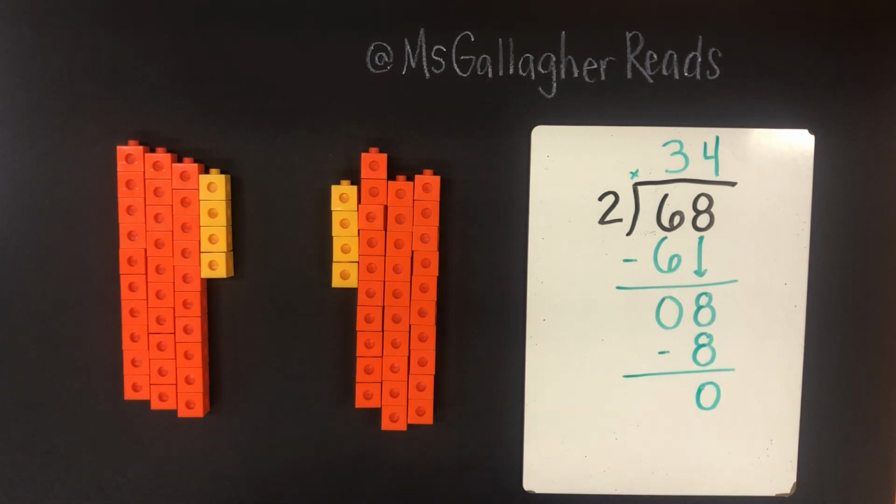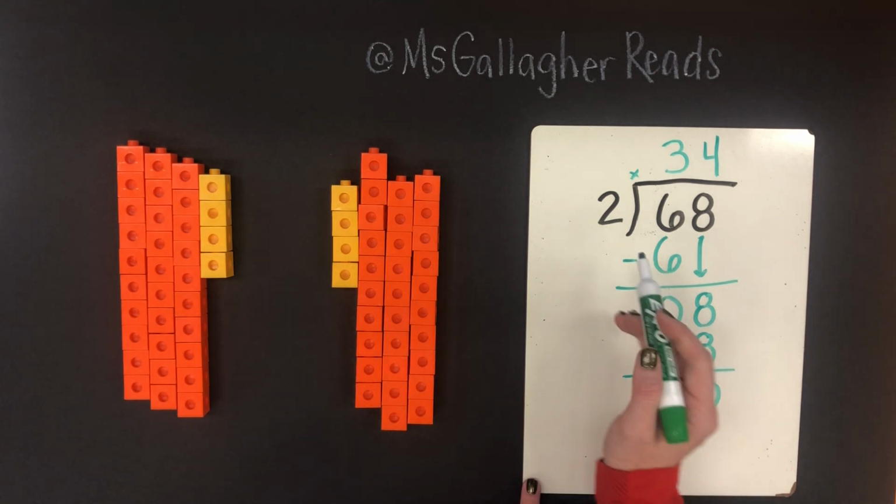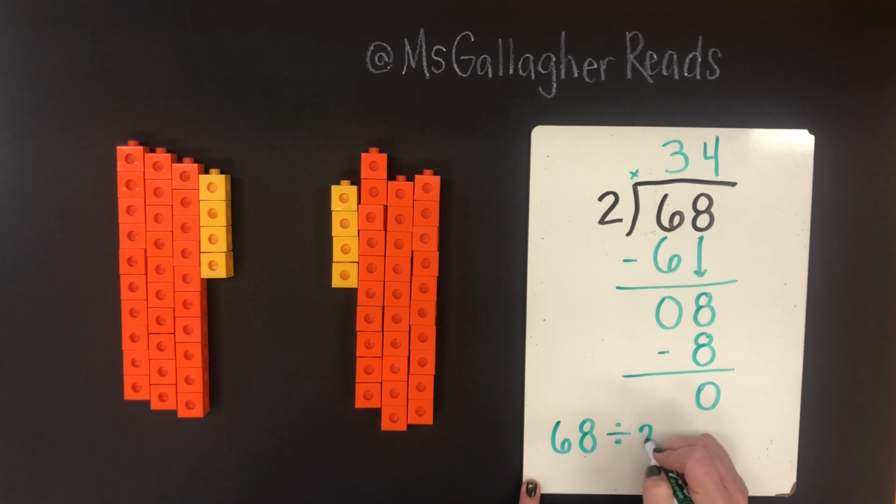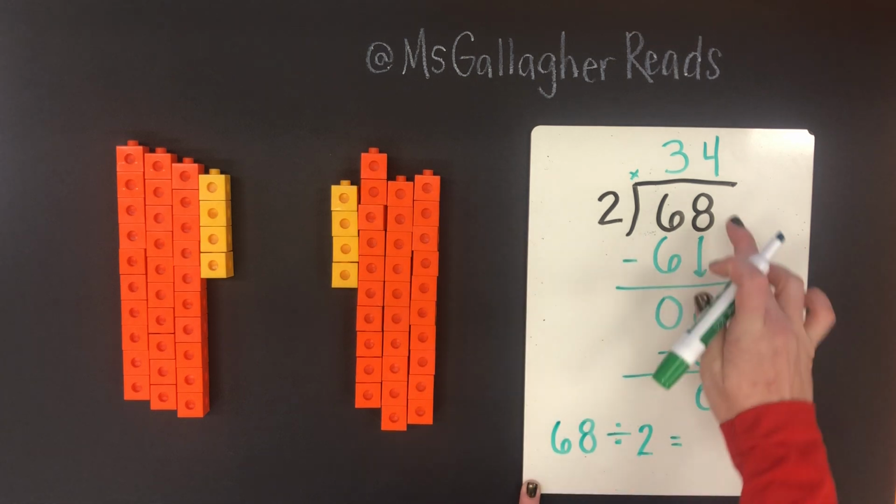Not all division problems are this clean, meaning they don't have a remainder or a decimal, but for our example here, we did one that's clean with no remainder. So, 68 divided by 2 equals, how many did each group get? 34.